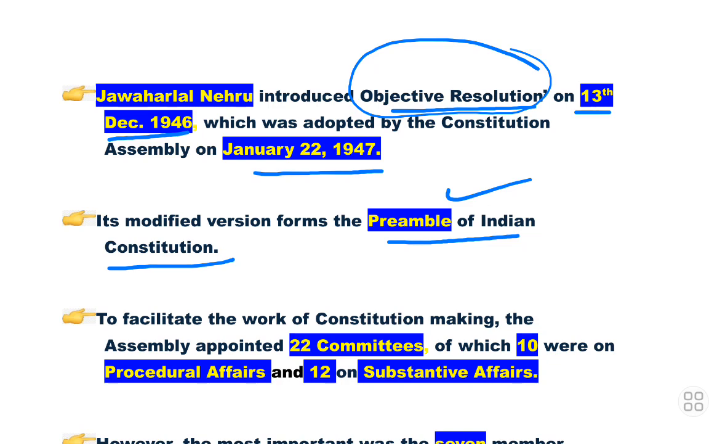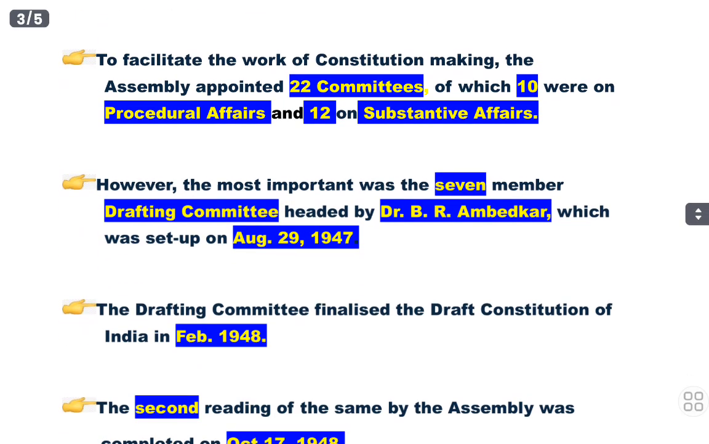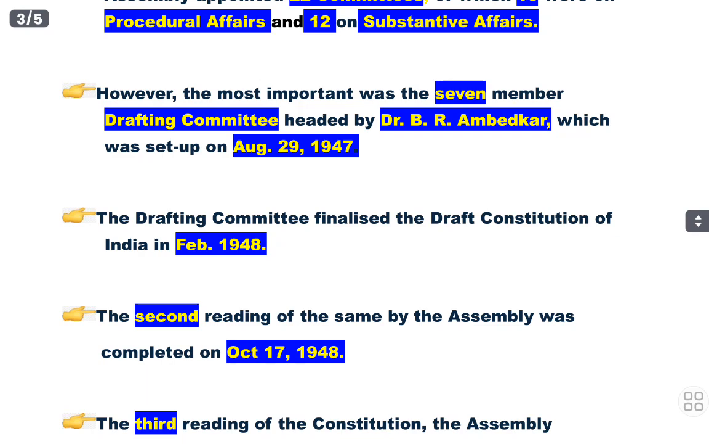To facilitate the work of constitution making, the Assembly appointed 22 committees, of which 10 were on procedural affairs and 12 on substantive affairs. However, the most important was the 7-member drafting committee headed by Dr. B.R. Ambedkar, which was set up on August 29, 1947.